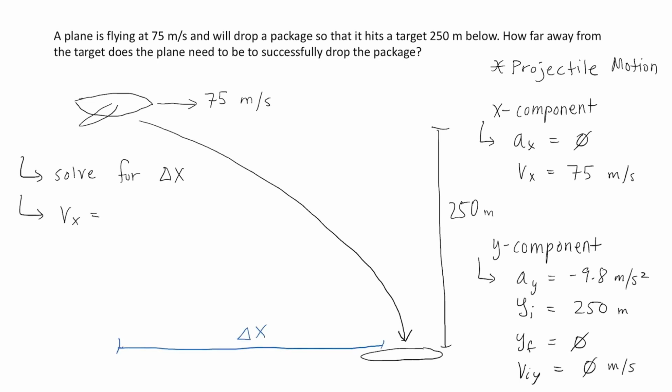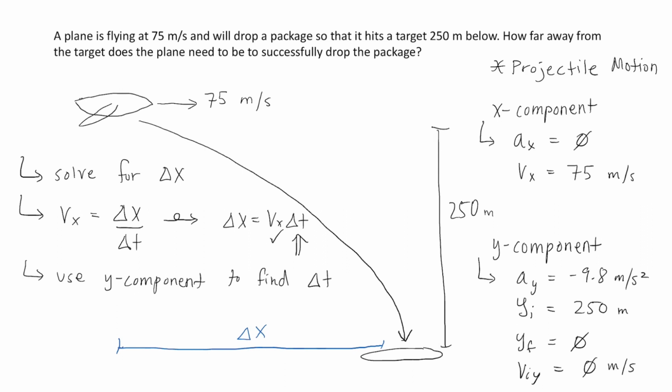To solve for delta x, we need to use the uniform motion equation, which says v_x is equal to delta x divided by delta t. And we can rearrange this to isolate for delta x. Now we have v_x. What we're missing is delta t. And what we're going to do is use the y component to find delta t.